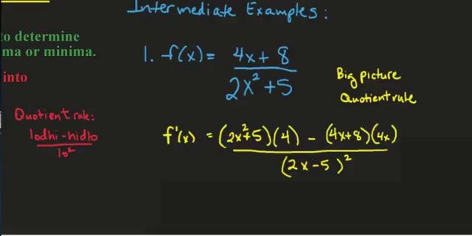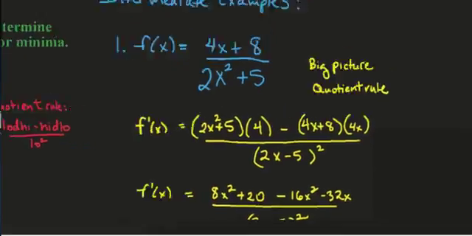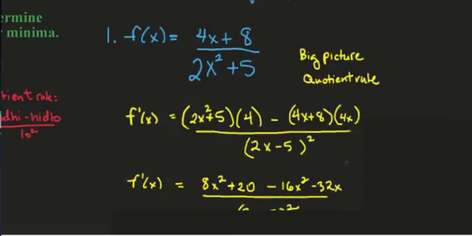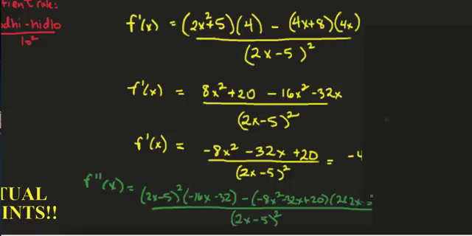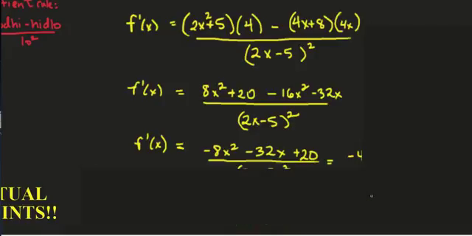Now the next step is to clean house a little bit. If you distribute that 4 through and the 4x through, you should get this. And then after that, you can combine your like terms in the numerator to get this numerator over that denominator. So that's your denominator. That's your first derivative. Now you've got to set the numerator equal to 0 to find your critical points.